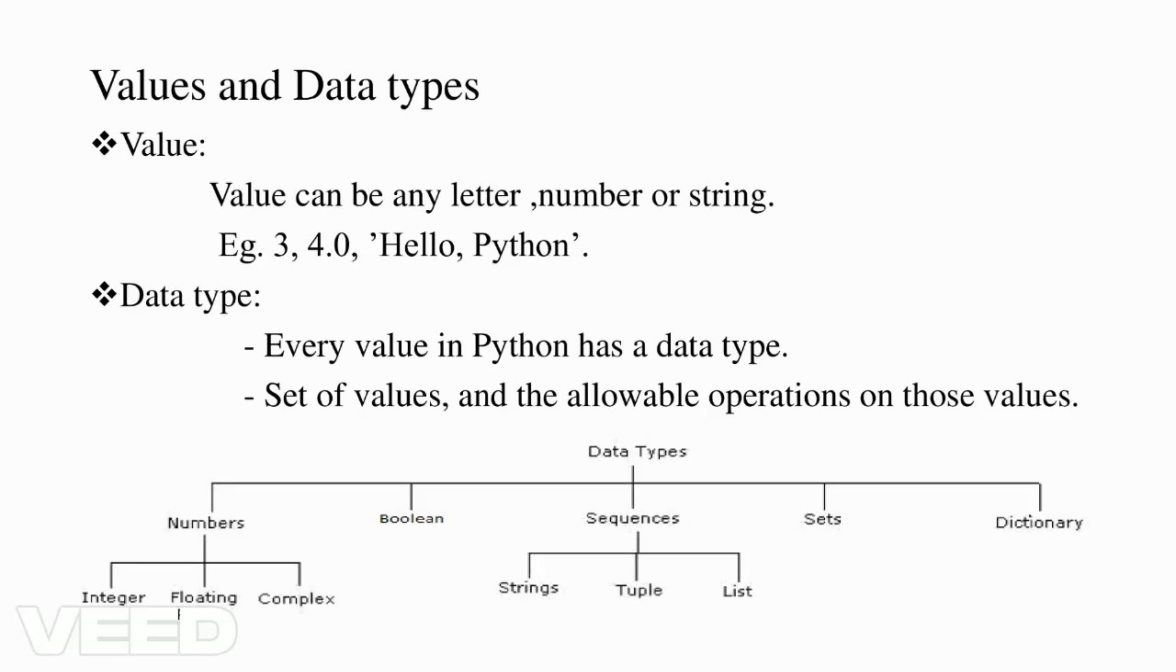Next we are going to see about values and data types. A value is nothing but any letter, number, or a string. These are some examples of values. Next, we are going to see about the data type. Every value in Python has a data type, which is a set of values and the allowable operations on those values. These are some data types. So I'm showing it in a flowchart.